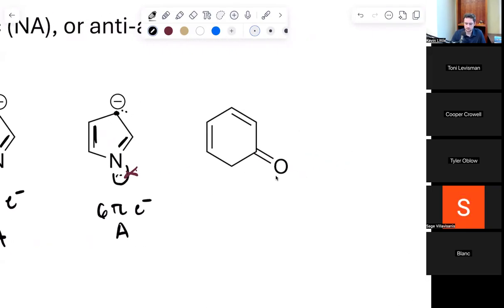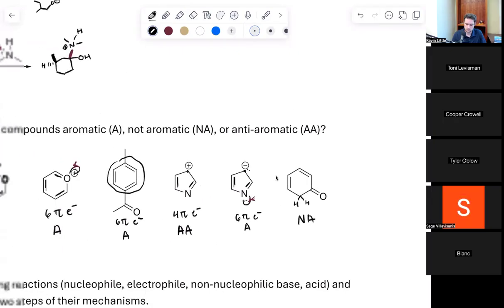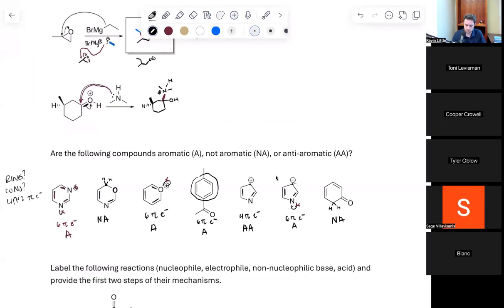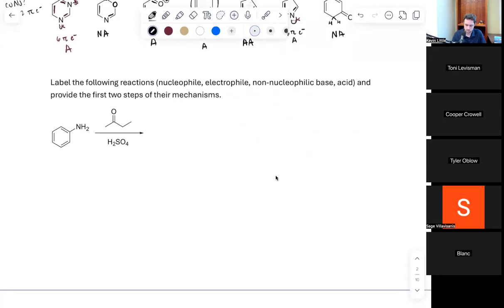This last one, it's a ring. I have an sp3 carbon. This is not aromatic. Easy. Okay.